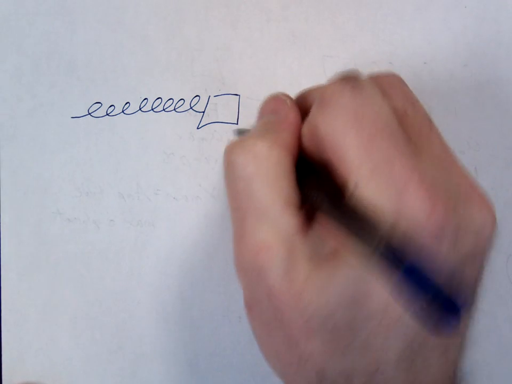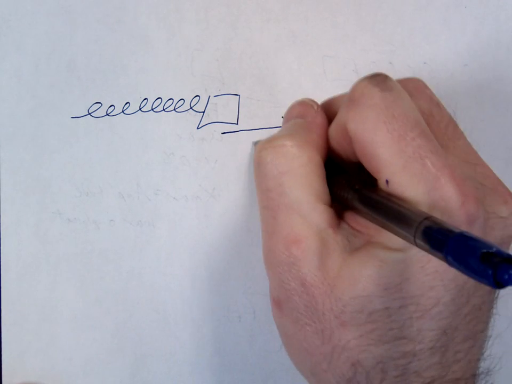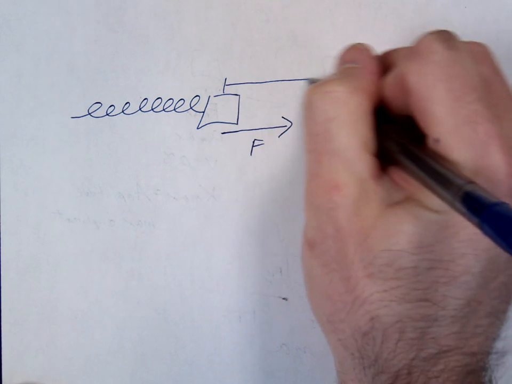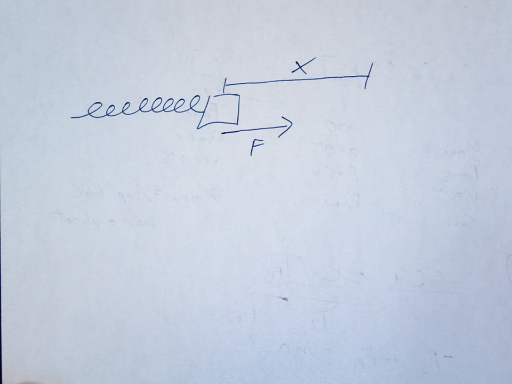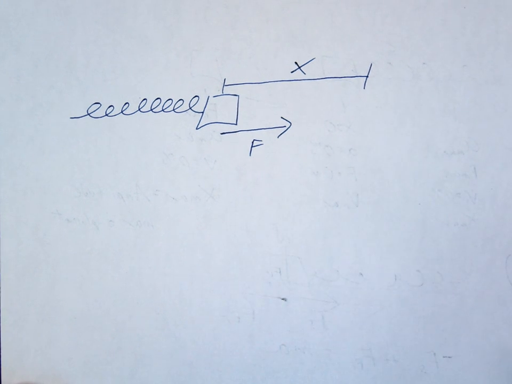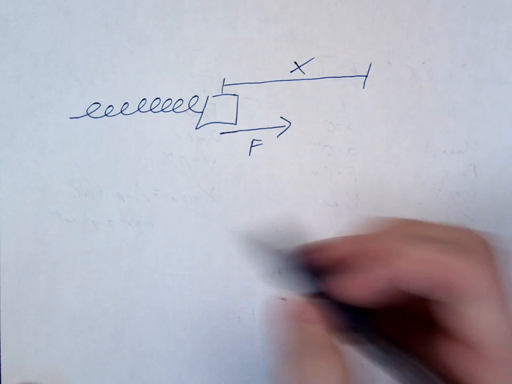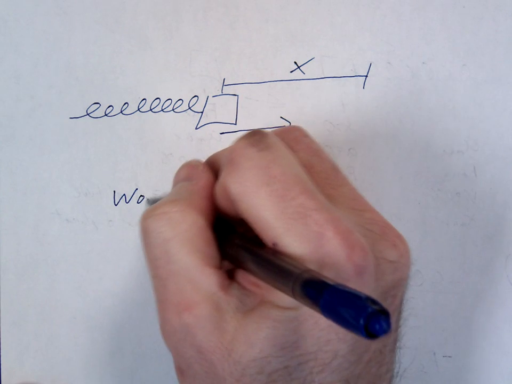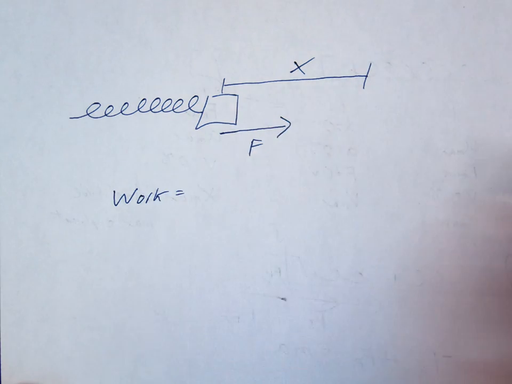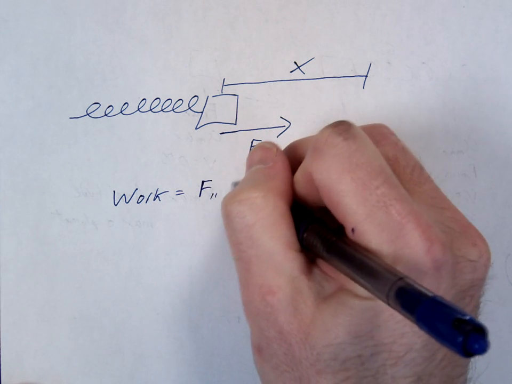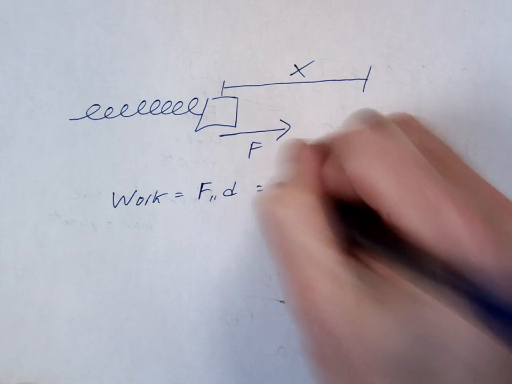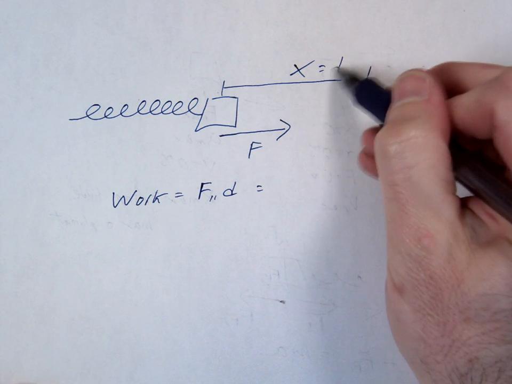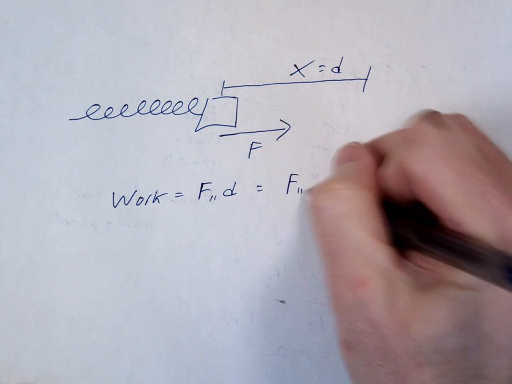So let's say I apply a force this way, a certain distance we'll call x. What am I doing to the spring if I'm applying a force over a distance? Work. What's the equation for work? For force parallel to distance. Or in this case, since x is our d, we could write this as F parallel x.